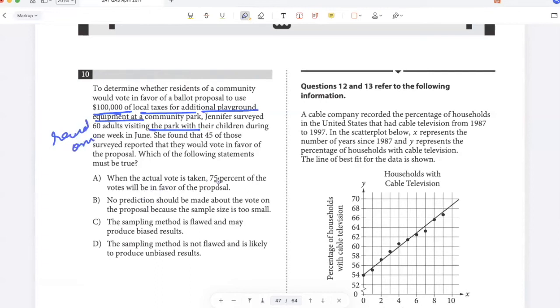So when the actual vote is taken, 75% of the votes, yeah, so 45 out of 60 is 75%, but that's not right. No prediction should be made about the vote because the sample size is too small. Yeah, the sample size is small, but that's not the reason why the survey is a bad survey. The sampling method is flawed and it may produce biased results. The sampling method is not flawed and it is unlikely to produce biased results. No, it is flawed. So it's C.